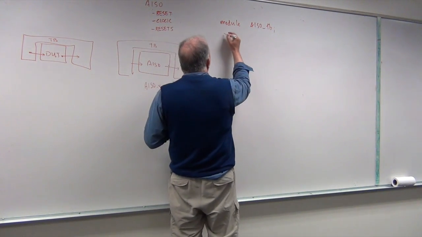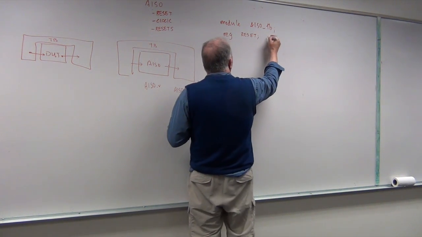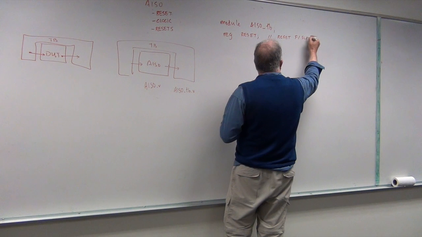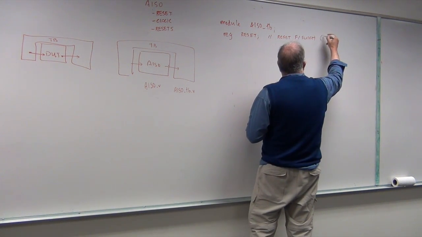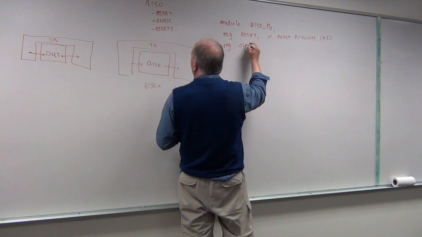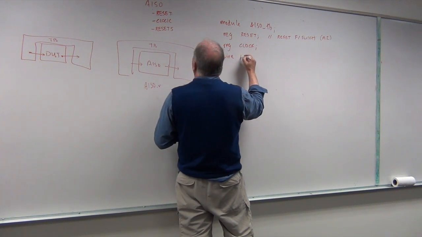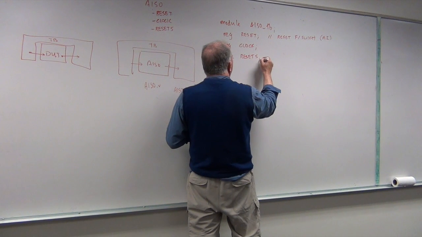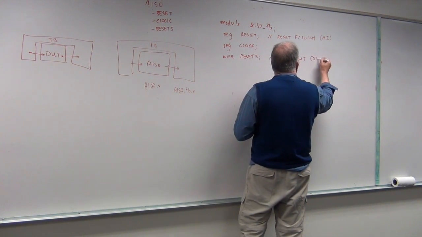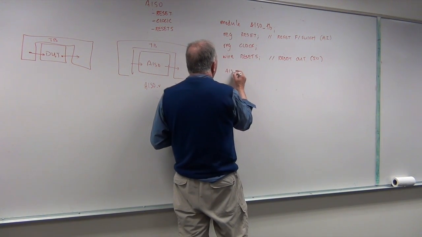Okay, so what we would have here, we would declare a register reset, and that represents the reset from the switch, and that's our asynchronous in. We have to have a register for the clock, and then we say, let's say, a wire for reset_S, and that's the reset out, and that's our synchronous out. So in this case, then we would instantiate AISO.